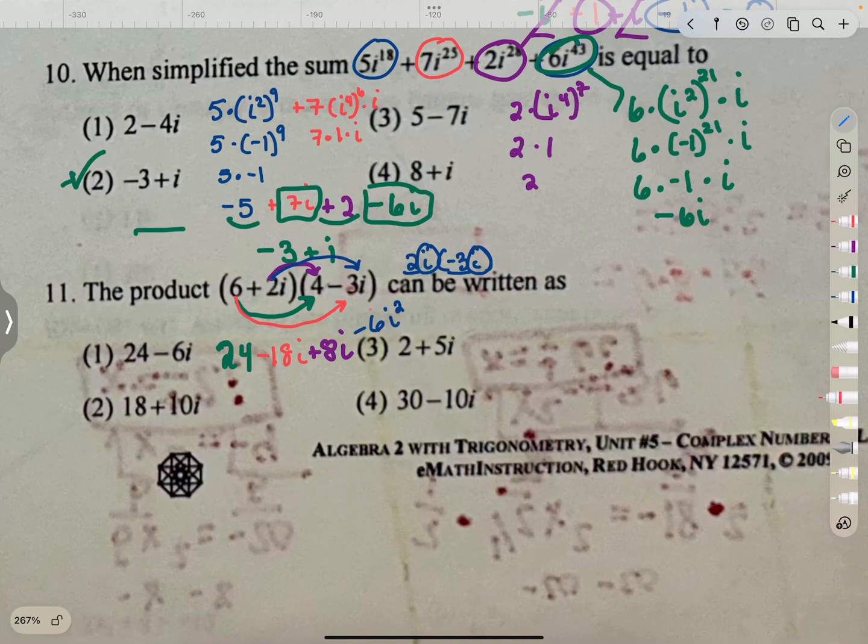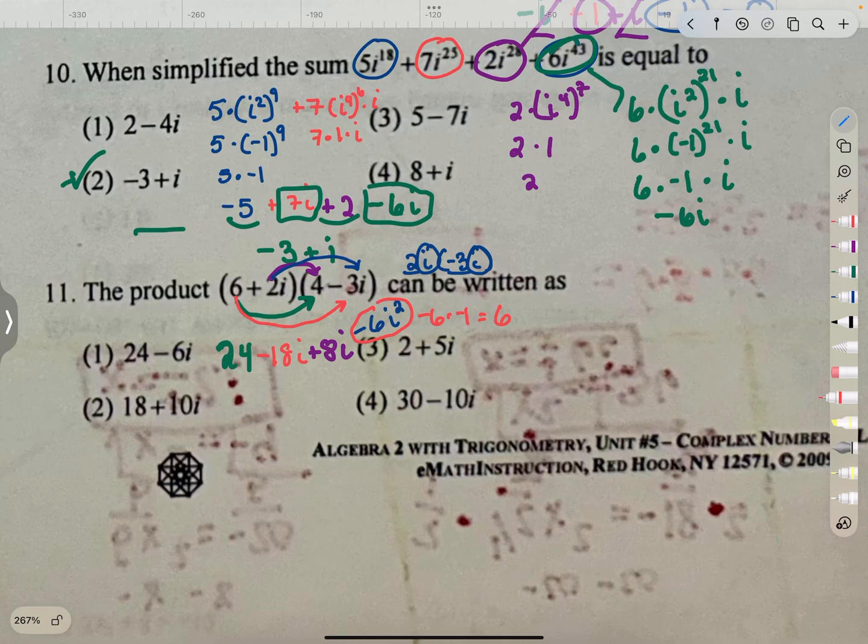And so this last term, this happens every single time. -6 times -1 becomes just a +6 with no i's in it anymore. The imaginary number has caused itself to disappear when you do i squared like that.